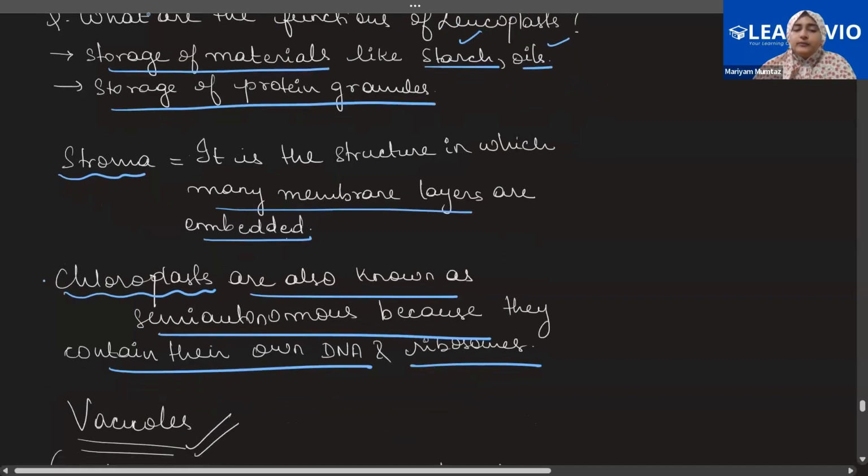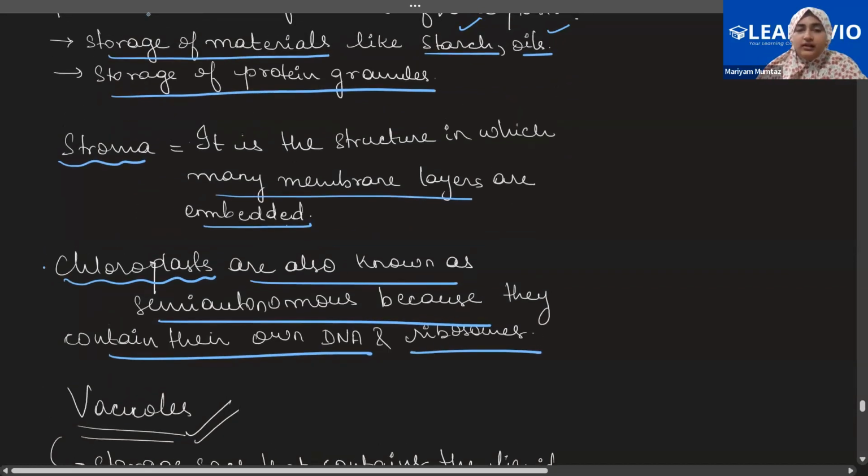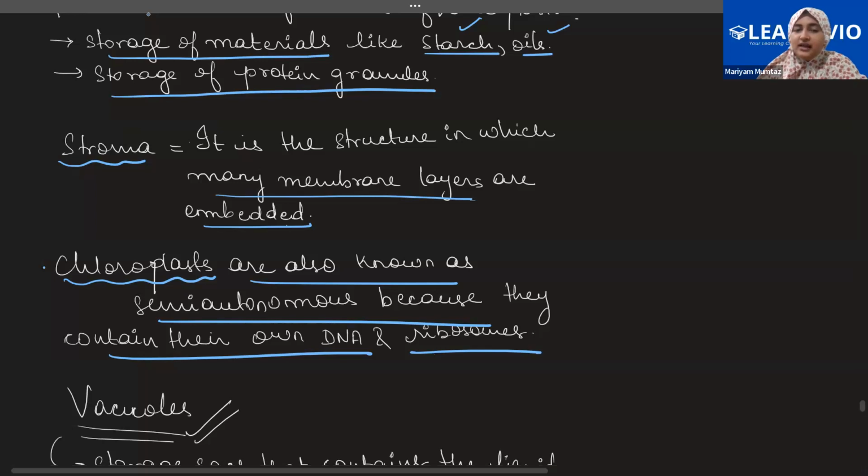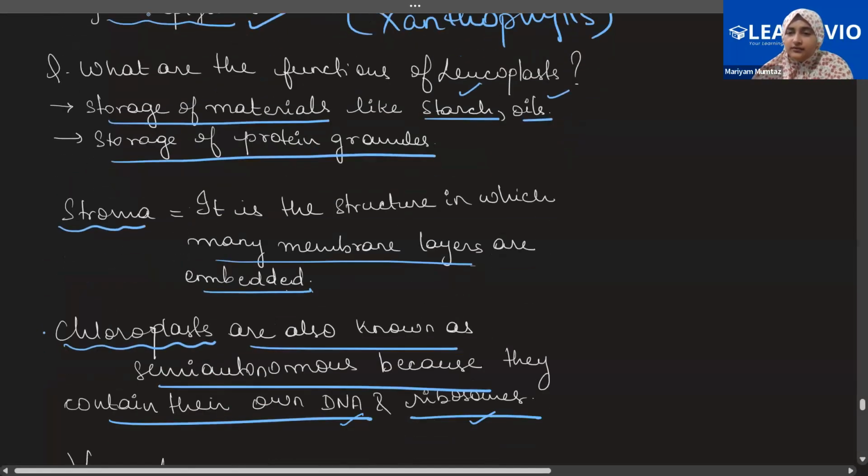Now, talking about the stroma. It is the structure in which many membrane layers are embedded. Just like how a cell has cytoplasm, the chloroplast has an enclosed structure, that is the stroma. Chloroplasts are also known as semi-autonomous because they contain their own DNA and ribosomes. Any doubts up until now, students?